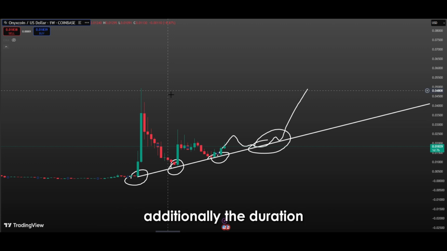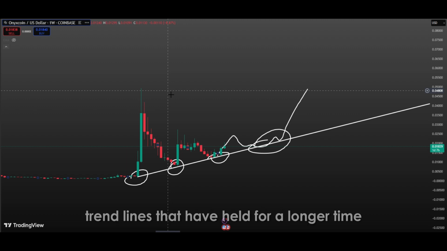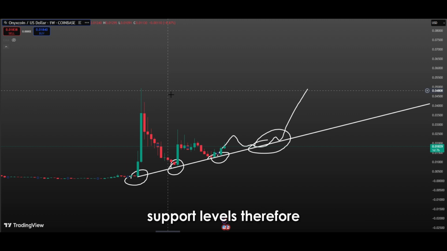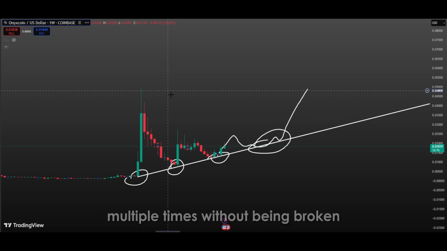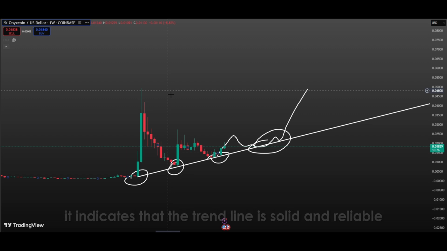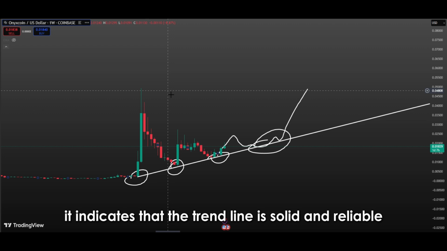Additionally, the duration for which the current ascending trend line has remained valid is also important. In technical analysis, trend lines that have held for a longer time are considered stronger support levels. Therefore, if the current ascending trend line has been in place for several weeks or months and has been tested multiple times without being broken, it indicates that the trend line is solid and reliable.